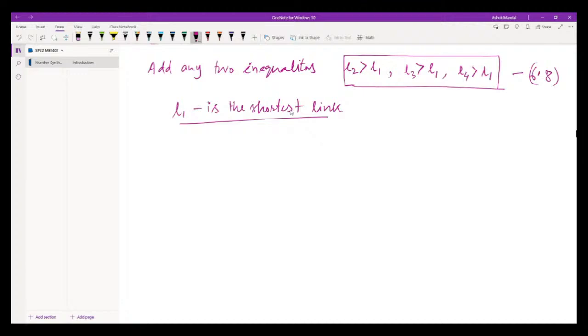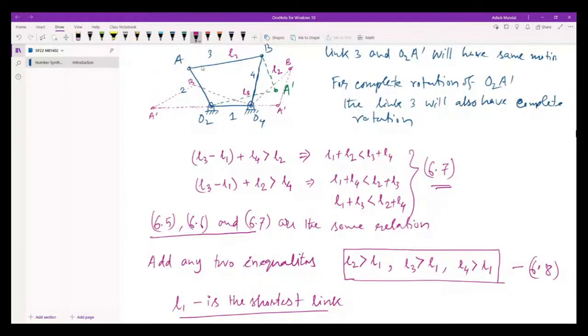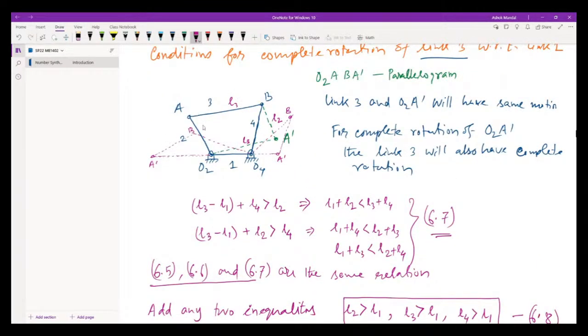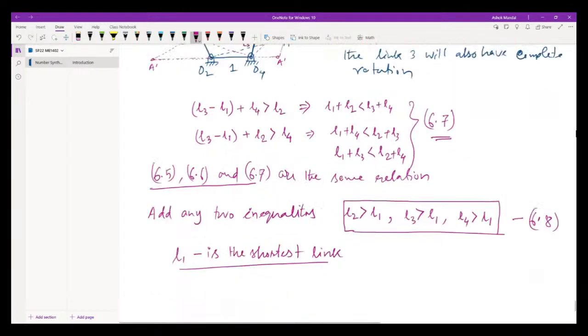Now this is all about rotation of link 2, 3 and 4 with respect to 1. Now can link 3 rotate with respect to 2 or 4? We have now got the condition for rotatability of link 2, 3 or 4 with respect to 1. Now can these three rotate with respect to 2 or with respect to 4? That also we need to find out.